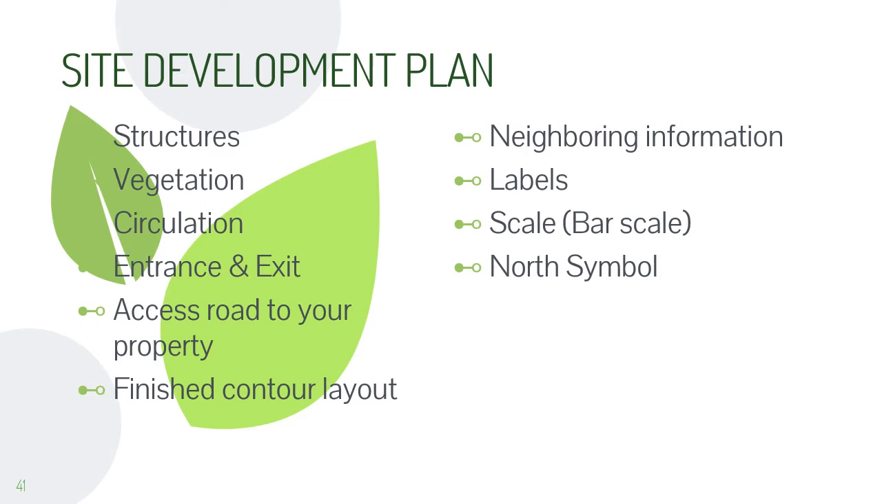Next is the circulation, such as pedestrian and vehicular circulation. If possible, vehicular circulation must be indicated with flow arrows, especially on routes where one-way directions are restricted. Next are the entrance and exit to the site, which connects to the access road of your property.